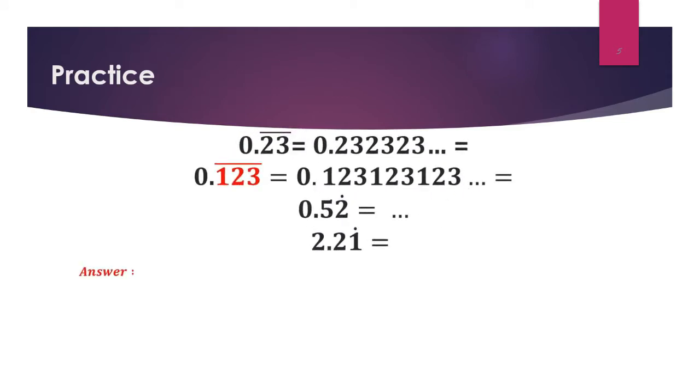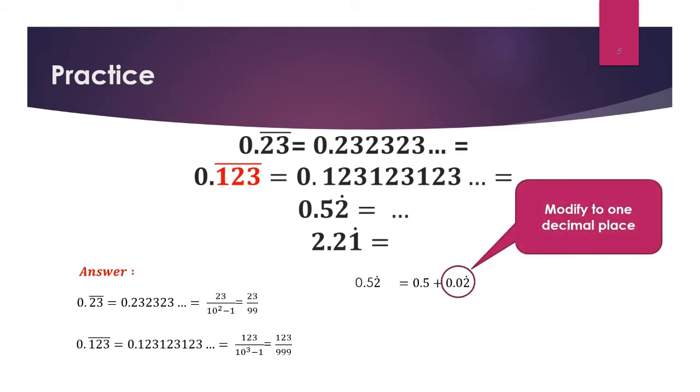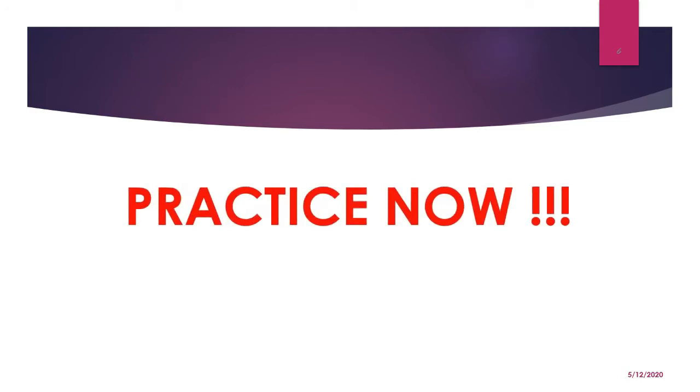0.23 means 0.23, 23, 23 and so on. 0.123 means 0.123, 123, 123 and so on. Okay, look at the last sample, 2.21 with a dot, modify to one decimal place. So 0.5 plus 0.02 with a dot and so on. I think the material is very easy. You have to make sure you have the ability to modify the recurring decimal to the fraction.